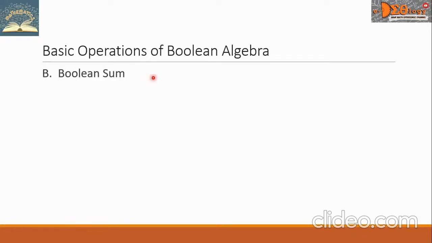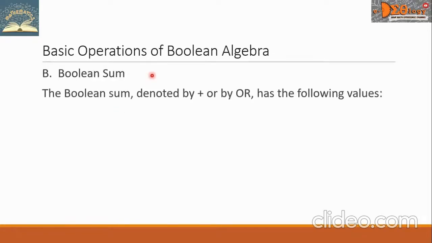This is now the Boolean sum. The Boolean sum, denoted by plus or by operation OR, has the following values. 1 plus 1 equals 1. 1 plus 0 equals 1. 0 plus 1 equals 1. 0 plus 0 equals 0.